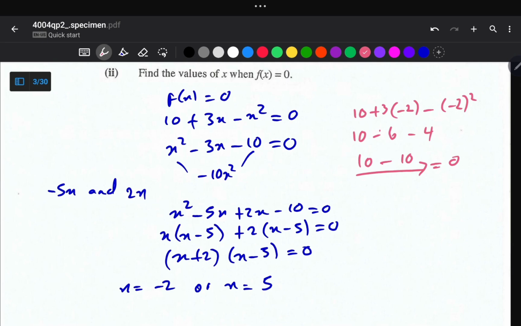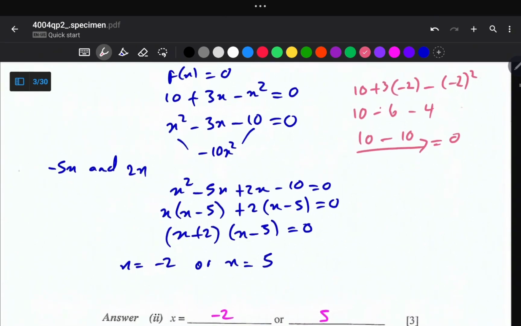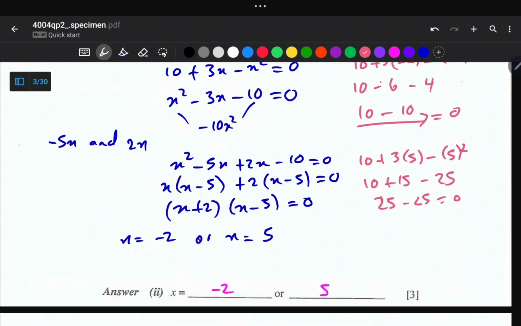Okay, and then we want to test that x is equal to 5. So 10 plus 3 multiplied by 5 minus 5 squared. So here we are going to get 10 plus 15 minus 5 squared, which gives us 25. 10 plus 15 gives us 25 minus 25, which is equal to 0. So we've managed to prove that x is equal to negative 2 or 5.